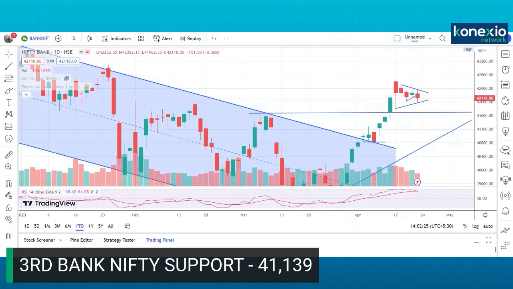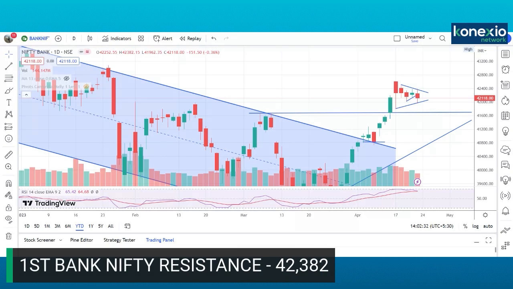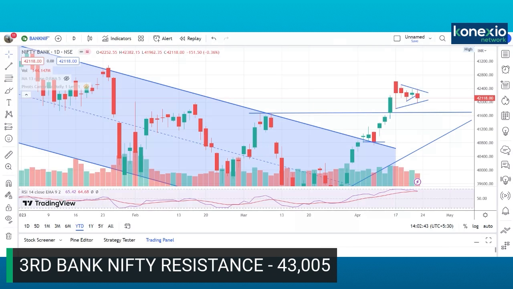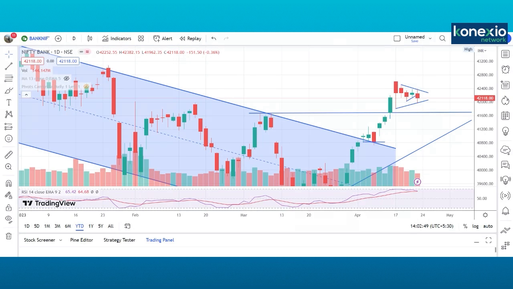41,139. On the upside, the first resistance in Bank Nifty is placed at 42,382. Above that, the second resistance is around 42,603, and the third resistance is around 43,005. These are the crucial support and resistance levels in Bank Nifty. Traders should look out for these levels and trade in the direction of the primary trend.